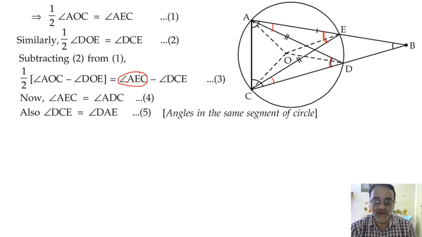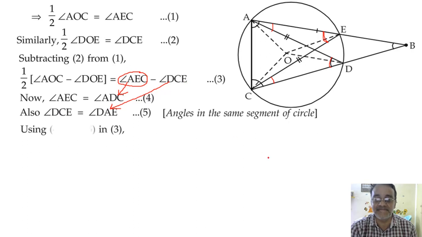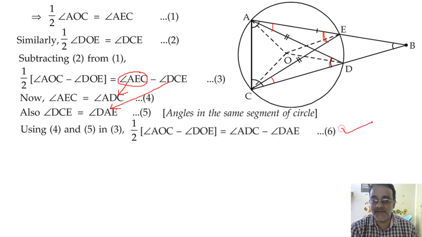Now we will replace this with this, and this with this. So what will we get? Angle ADC minus angle DAE. Is equation number 6 clear to all of you? Yes, sir. Sure?